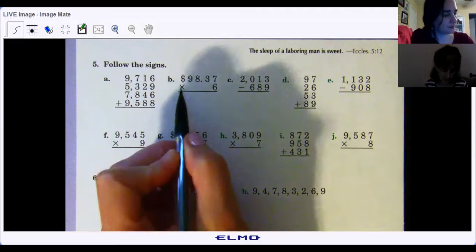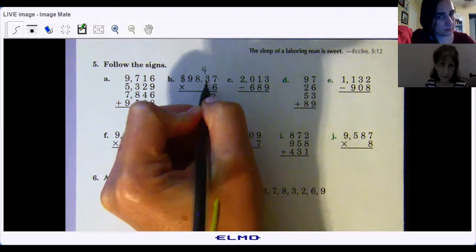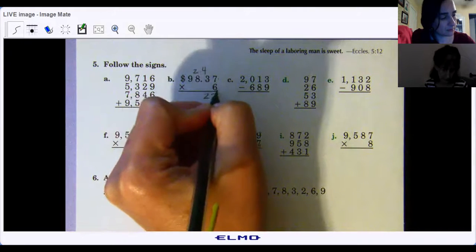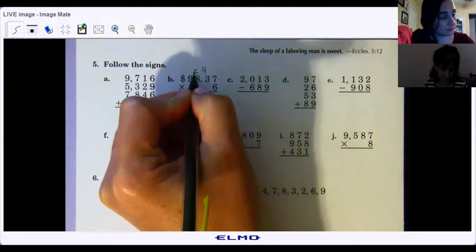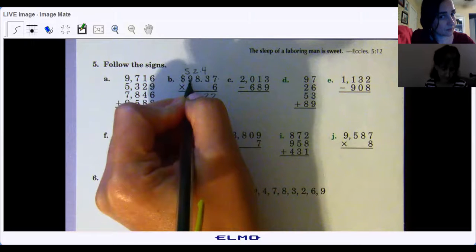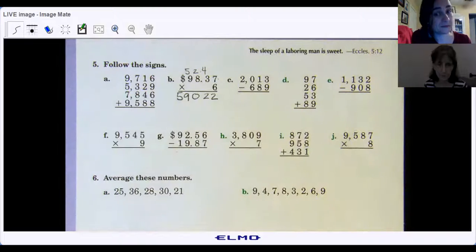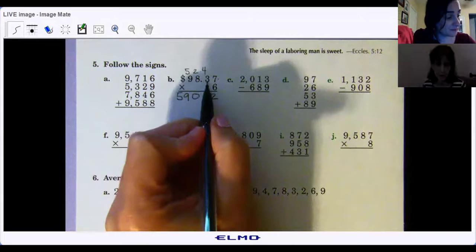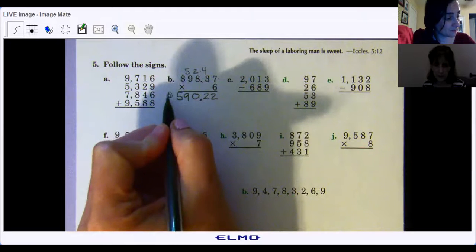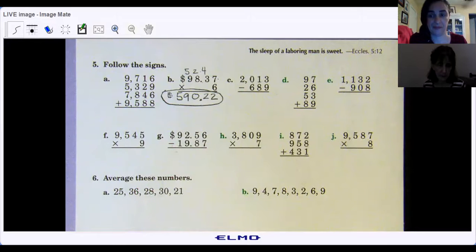All right, 6 times 7 is 42. Put down your 2 and carry your 4. 6 times 3 is 18. And 4 is 22. Carry your 2. 6 times 8 is 48. And 2 is 50. Put down your 0. Carry your 5. 6 times 9 is 54. And 5 is 59. Okay, now you have to put 2 places percent. Just bring your decimal right down, 2 places percent, and don't forget your $ sign. Okay, good job. And circle your answer. Okay, let's go down to averaging.